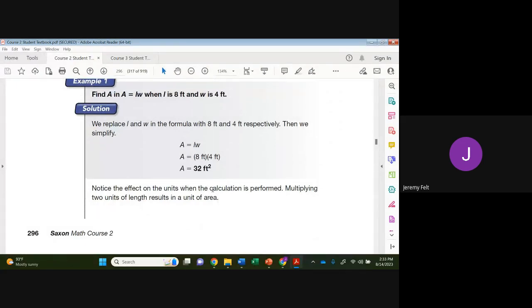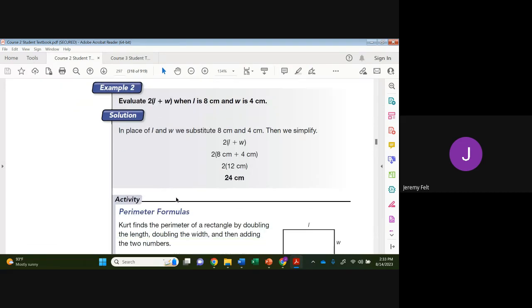Notice the effects of the units when calculation is performed. Multiplying two units of lengths results in a unit area. So let's look at evaluate or solve 2 times L plus W when L is 8 and W is 4 centimeters. Okay, so length plus width, 8 plus 4 is 12. 2 times 12 is 24 centimeters. So in our rectangle, we can say 8 plus 8 is 16. 4 plus 4 is 8. 16 plus 8 is 24.